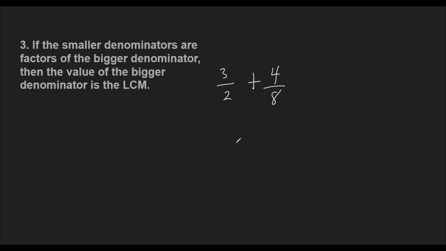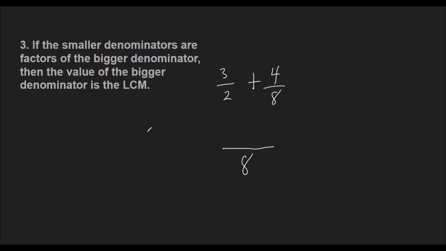The shortcut is that we have to consider the denominators. We consider the small denominator and the big denominator. If the smaller denominator is a factor of the bigger denominator, then the bigger denominator is the LCM. So we can see here that 2 is a factor of 8. So the smaller denominator 2 is a factor of the bigger denominator 8. So it simply means that our LCM is the bigger denominator, which is 8. Okay, so 8 will be what we'll be using to simplify this fraction as our LCM.